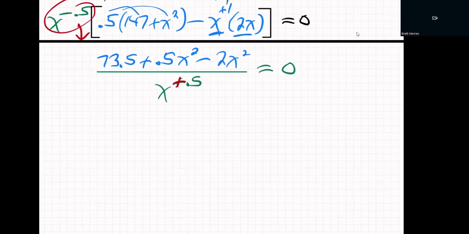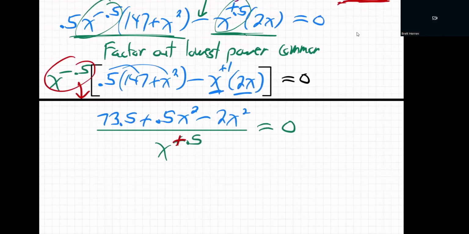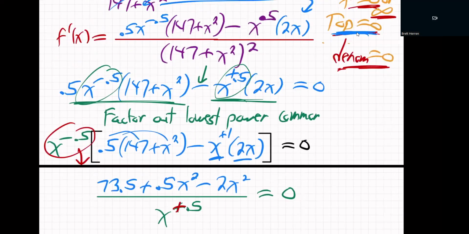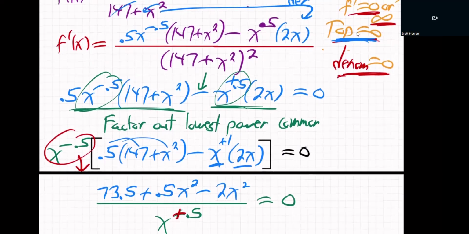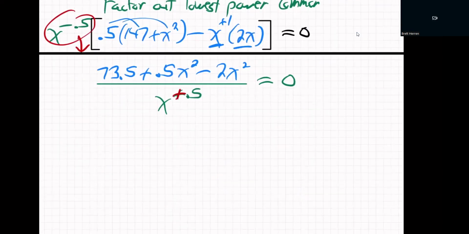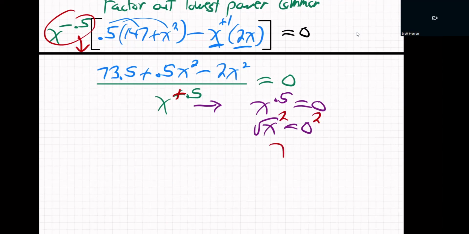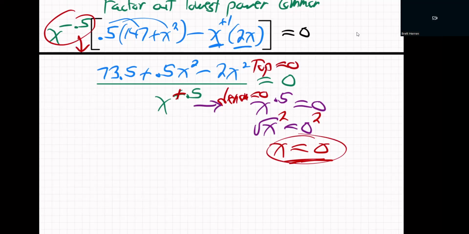Okay, so now let's clean up the top and the bottom here. Again, anything that makes the bottom zero: x to the 0.5 equals 0. That's really the square root of x being 0, so then you square that, x is 0. Zero squared is 0. Anything that makes the bottom, the denominator, 0, or the top 0, works. So the answer that makes the bottom 0 is just x is 0.